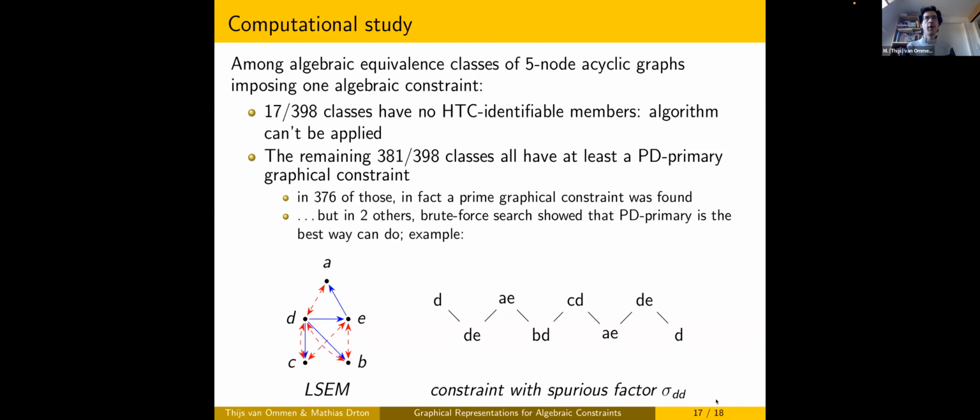So it seems that it might be out of reach to always get a prime constraint. And it's possible that for larger graphs also things get even worse. But in this case, at least, it was still possible to get this PD primary constraint, and that's basically good enough for any purpose we might have in mind.